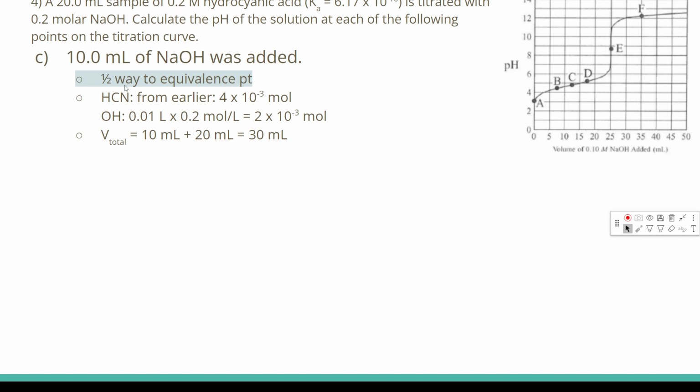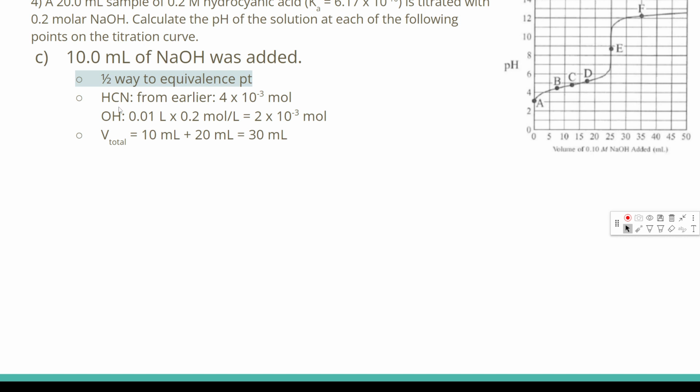So we are halfway to the equivalence point. We actually don't know that yet. I will explain why we do know that after we do the calculations. So we know we're halfway to the equivalence point when we do the calculations, okay? I'm just pointing it out now, just so you know.